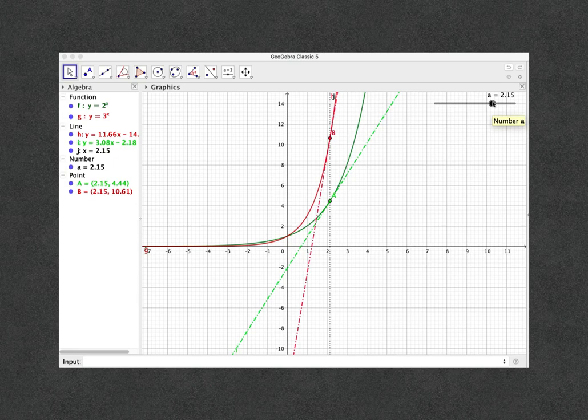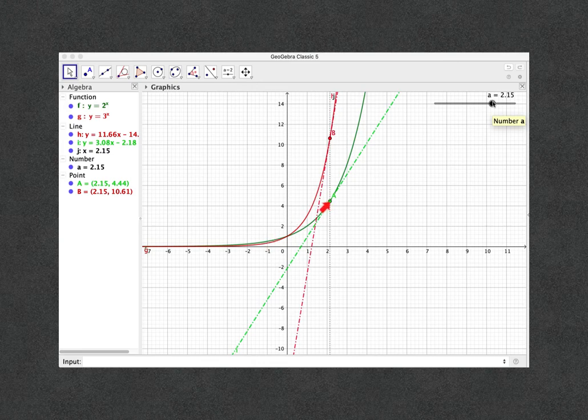We plotted in GeoGebra two graphs, y equals 2 to the power of x and y equals 3 to the power of x. Let's call them the green and the red graphs. 3 to the power of x is steeper. Now, I took two points A and B, A on the first graph and B on the second graph, so that their x coordinates are the same. We can compare them. When I change the slider, the points will slide along the two graphs.